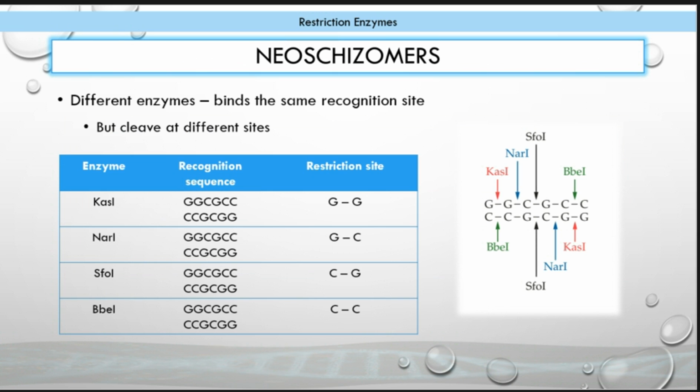There are a variety of enzymes that bind the same recognition site. Such enzymes are called neoschizomers. Although these neoschizomers bind to the same recognition site, they cleave the DNA between two different nucleotides.